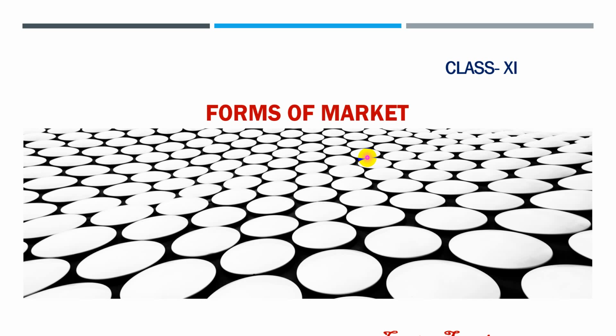Today in this video, we are going to explain forms of market or main forms of market. In economics, market has no reference to a specific place. It is not necessary for buyers and sellers to assemble at a particular place for sale or purchase of goods. The only condition is that they should be in contact with each other through any means of communication like internet, telephones, letters, video conference, etc.